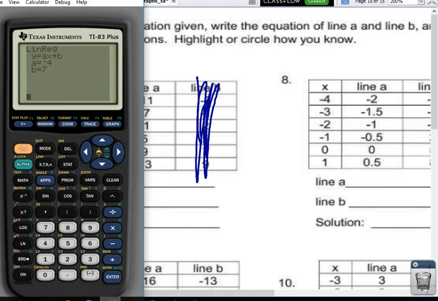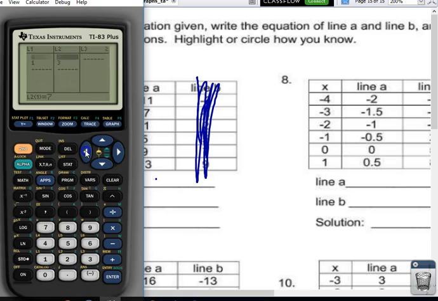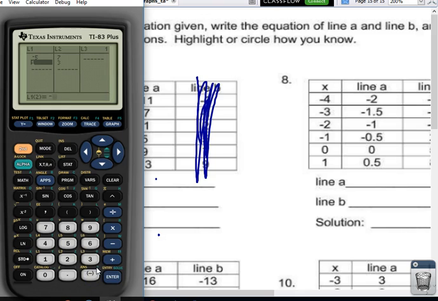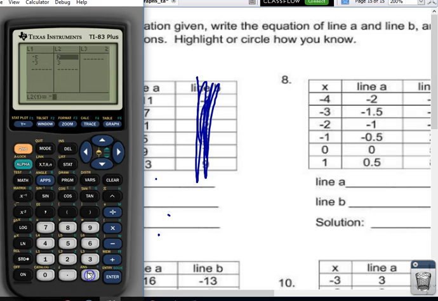We're going to do it in stat edit. So here we go, we're going to go to stat edit. And I can just go ahead and put the first 2 points. So the first 2 was negative 5, and then it was negative 3. And on the other side we had, what was it, negative 11, and negative 7. And there we go, we got it in stat edit.